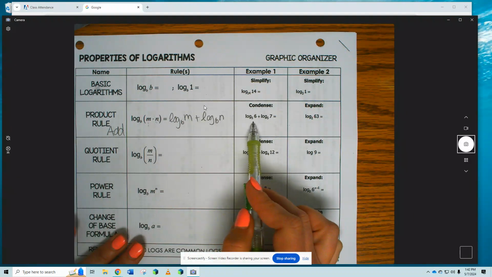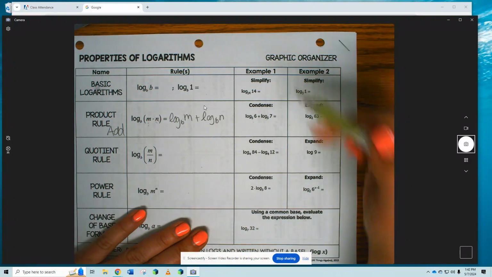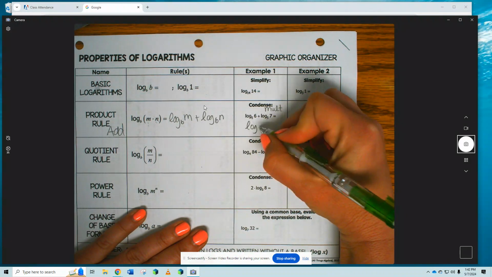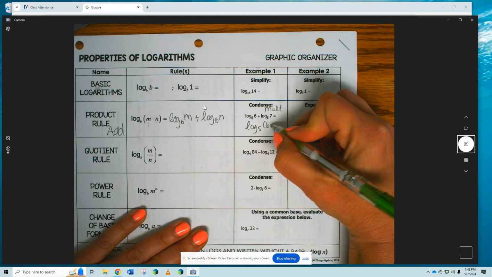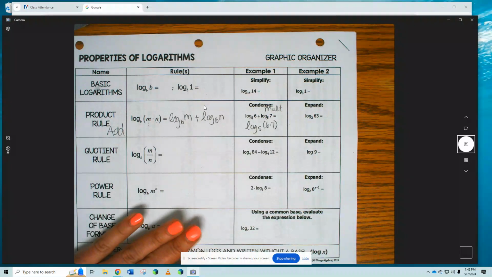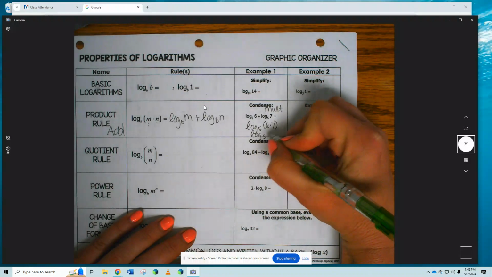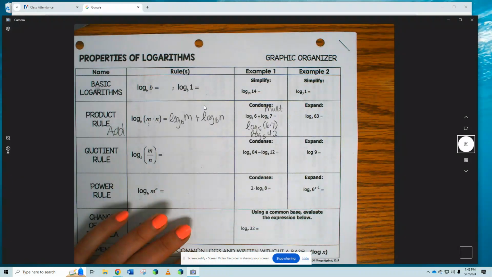Here's an example where I have to make it into multiplication. You keep the base 5, but you're just doing 6 times 7. So a plus sign means make it into multiplication. Log base 5 of 42.